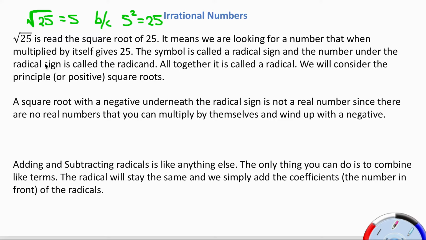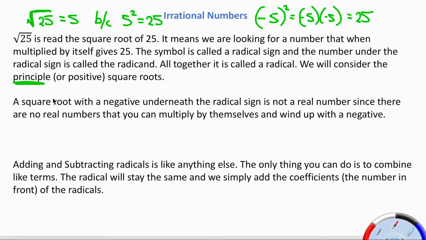Okay, we're only going to talk about the principal, or in other words, positive square roots. Think about this. -5 all squared, -5 times -5, is also 25. So technically, the square root of 25 is +5 and -5. But we're going to talk about the positive one, called the principal root, and that's all we're going to consider.